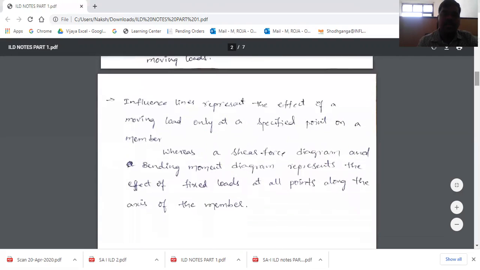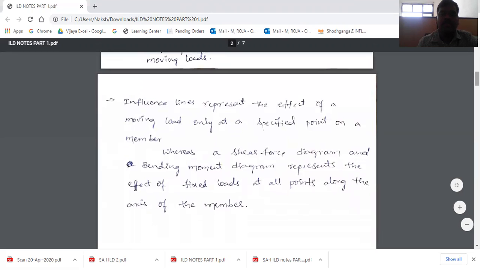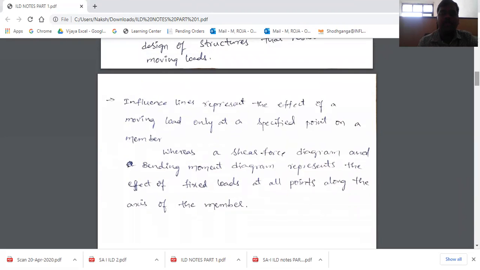Next, these represent the effect of a moving load only at a specified point on a member. Only at a specified point, the effect of the reaction, the effect of the shear force and the effect of bending moment is determined by using an influence line diagram.